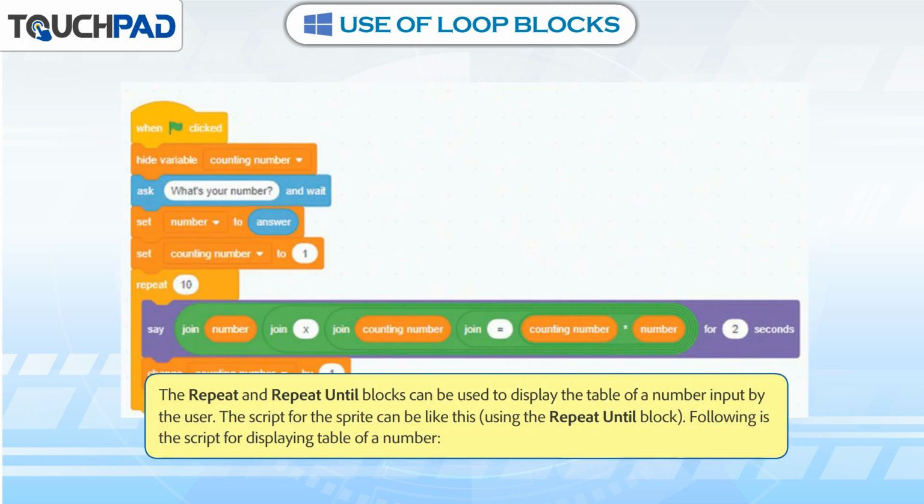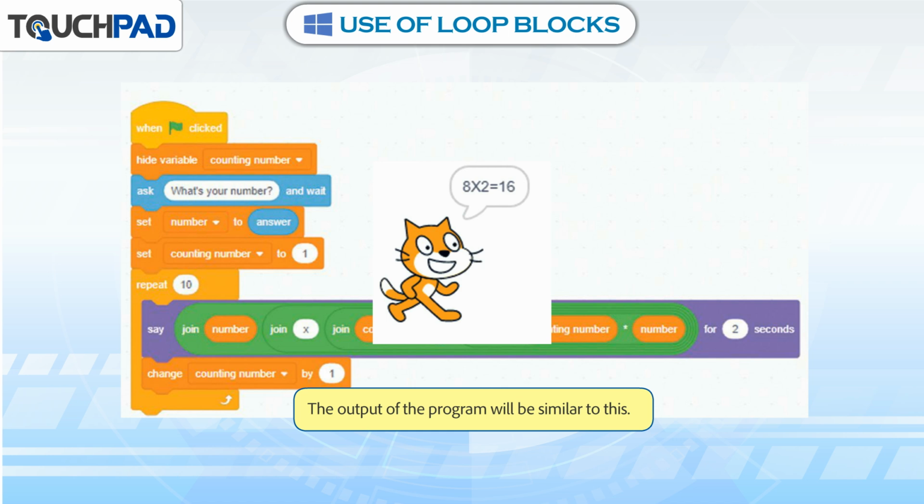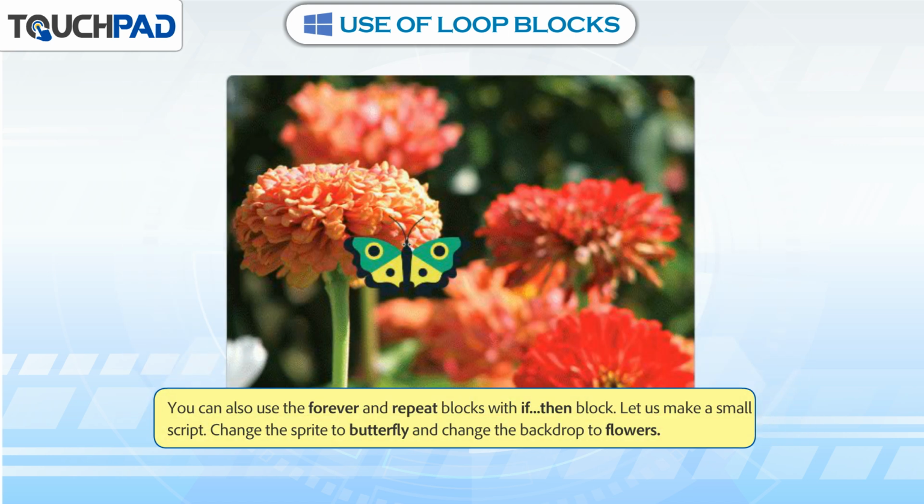The repeat and repeat until blocks can be used to display the table of a number input by the user. The script for the sprite can be like this using the repeat until block. Following is the script for displaying table of a number. The output of the program will be similar to this. You can also use the forever and repeat blocks with if-then block.